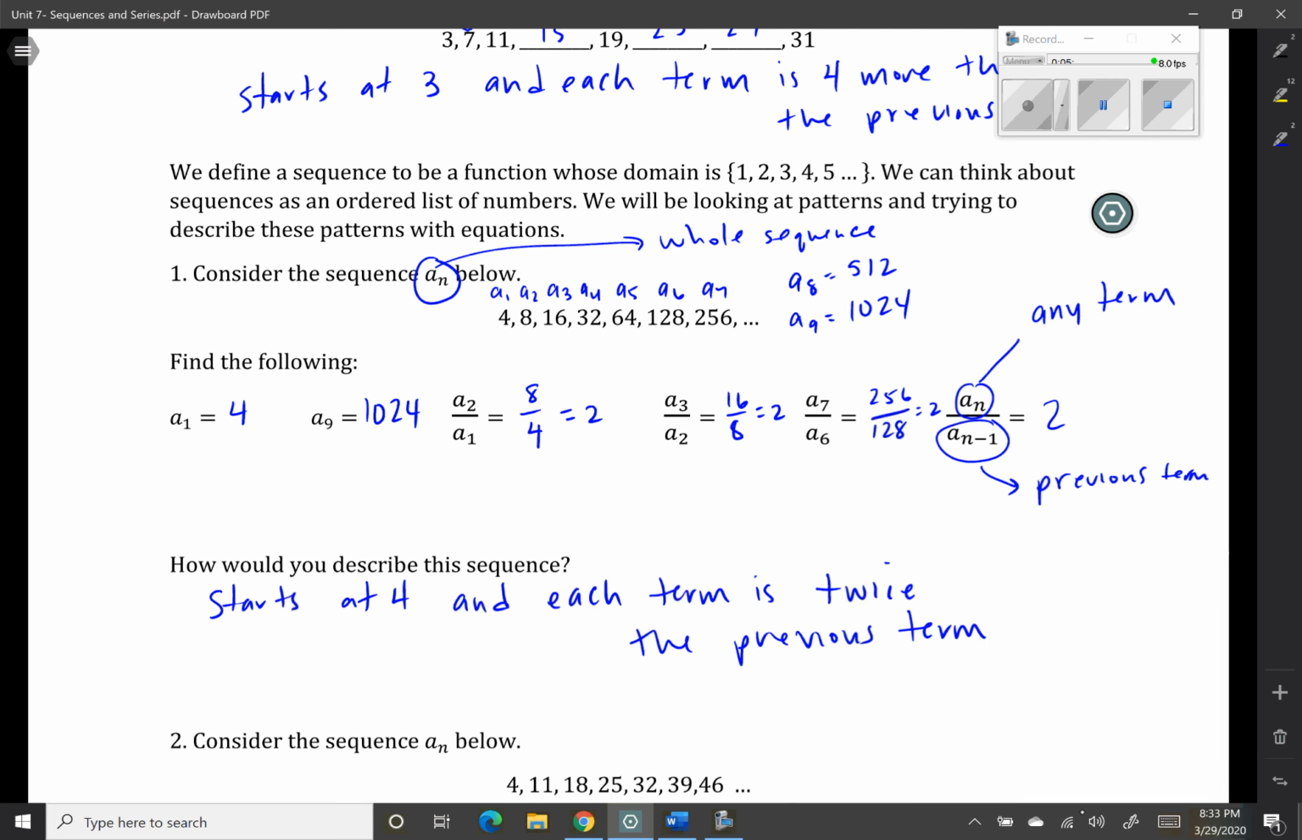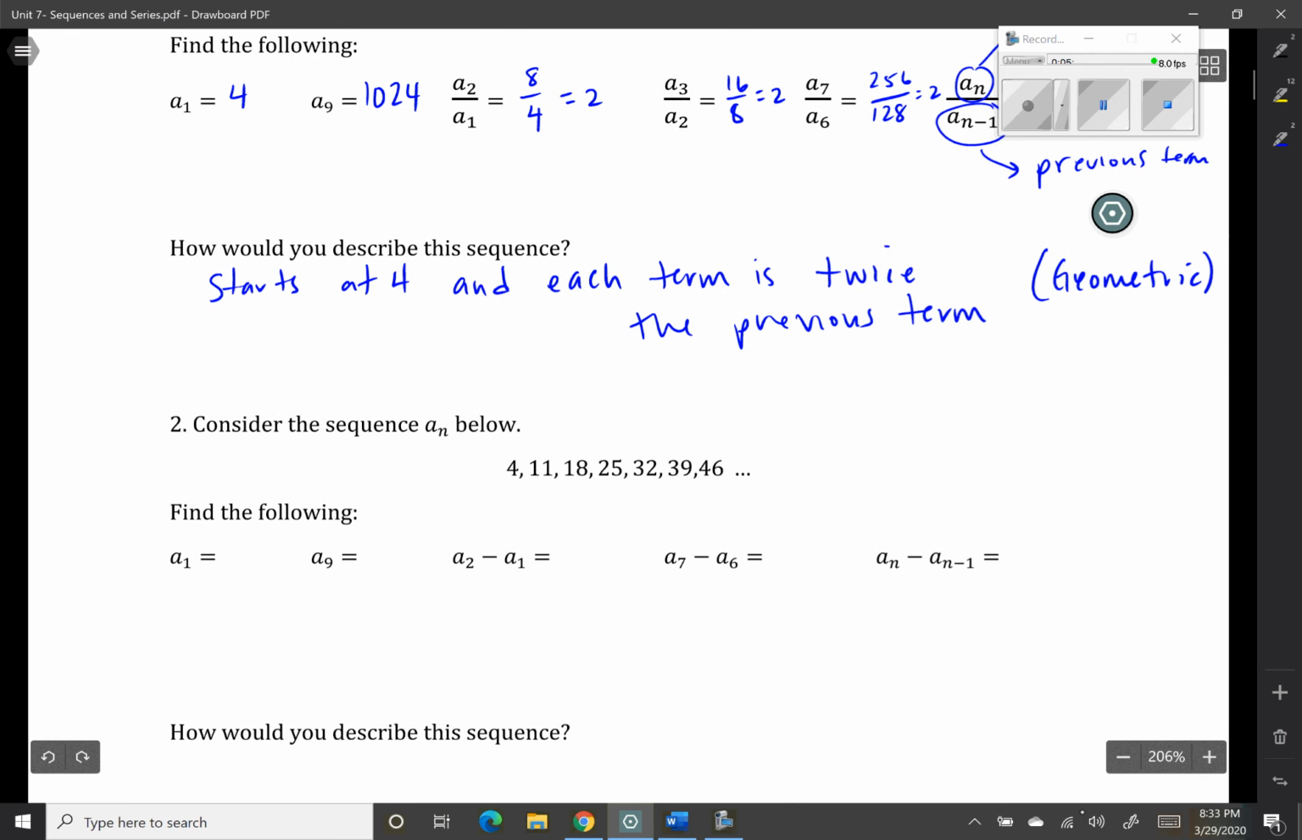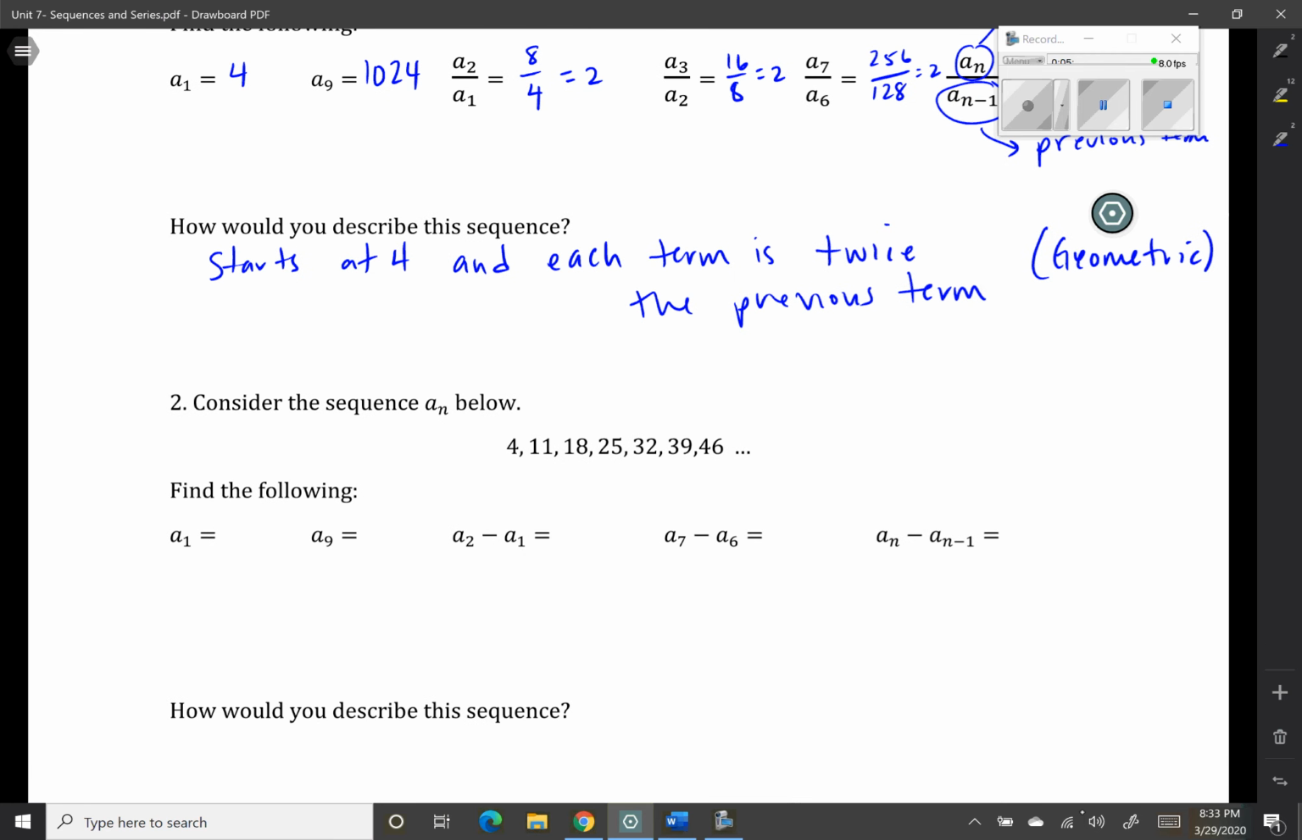You'll see in lesson 3, we'll call this type of sequence a geometric sequence, which you might remember hearing about in Algebra 1. Let's take a look at number 2. Number 2 gives us a sequence of 4, 11, 18, etc.